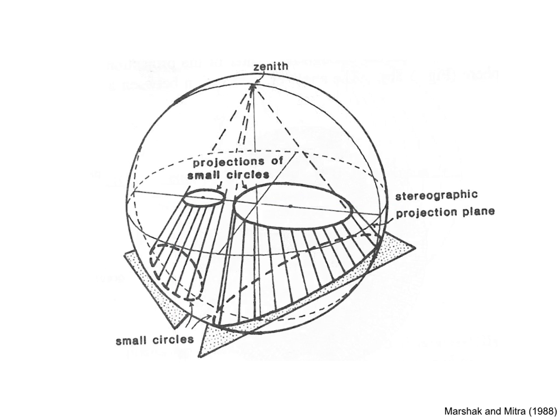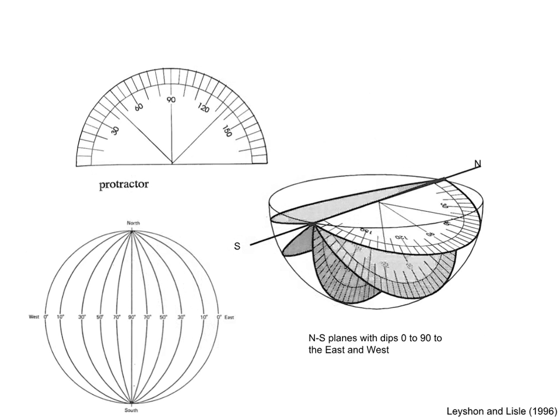We need to consider an additional element, and this is a small circle. Planes that do not pass through the center of the sphere intersect the sphere in small circles. These small circles project as circular arcs on the stereographic projection plane. Now we have all the elements to construct the stereonet.